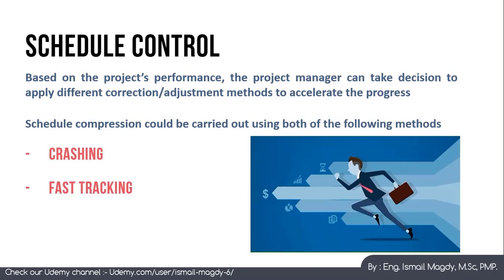And to carry out schedule compression, we have two main methods to do that, which are crashing and fast tracking. In this lecture, we are going to learn what is the difference between both methods and when to use each one of them.